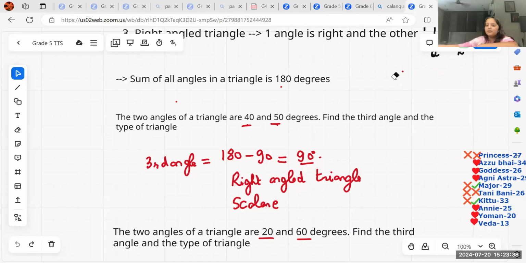Okay, sir, in obtuse there is one obtuse angle and two acute angles, right? Yes, yes. Tani Bani beta, you tell me what will be the third angle? Sir, it will be 80 degrees. Princess, what will be the third angle? Sir, see, I also wrote 80 degrees. Abhita, what will be the third angle?